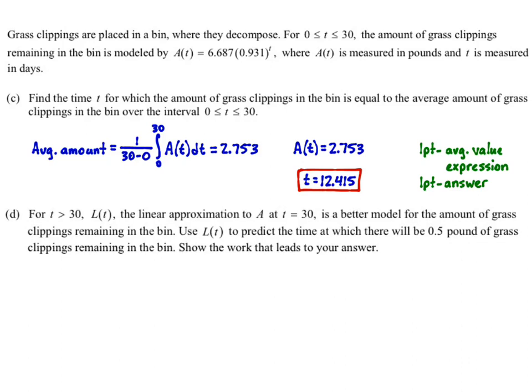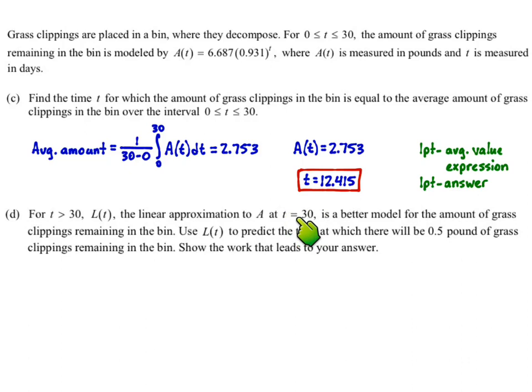All right, so the first thing we know is that L of t is the linear approximation of a when t equals 30. So another way of saying that is that L of t is the tangent line of a when t equals 30. So we're going to develop the equation for the tangent line. Remember, we need two things for that. We need to know what the slope is, so that will be whatever a prime of 30 is, and we need to know the point.